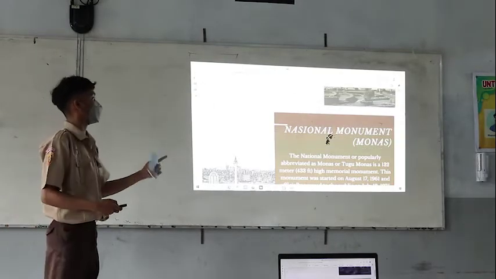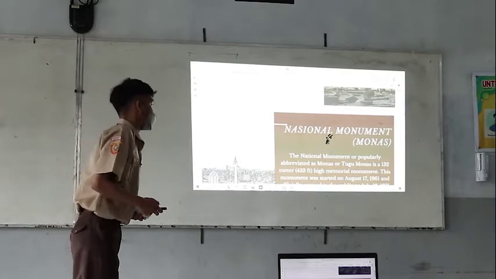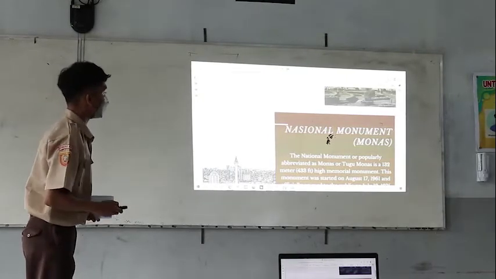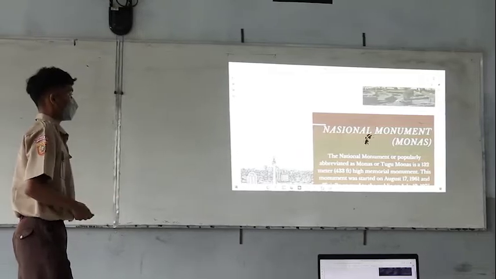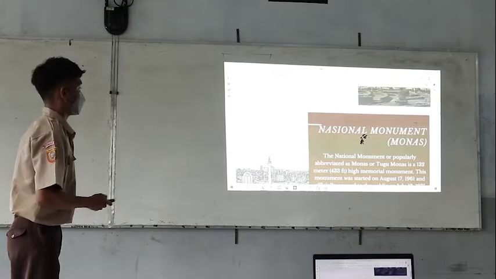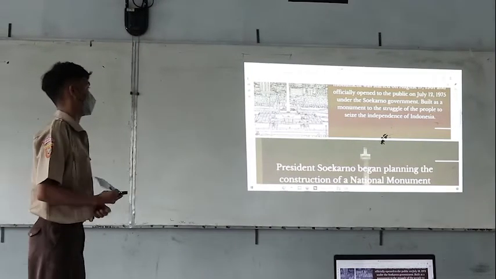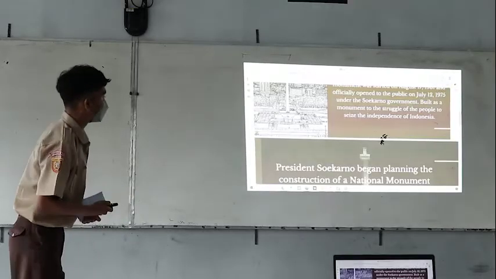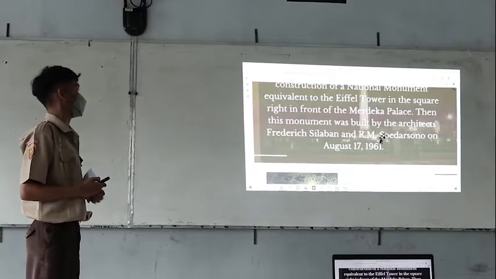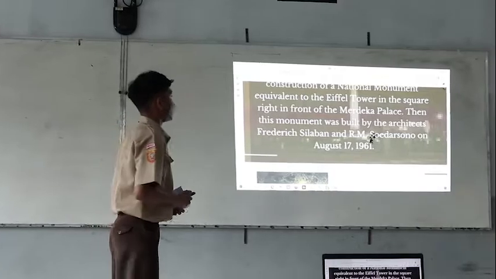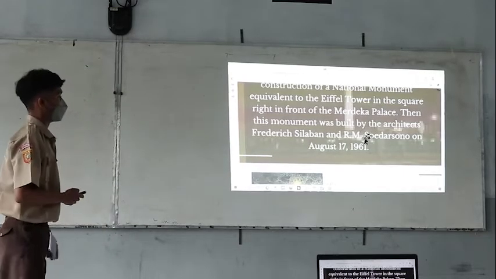The National Monument Monas, or Tugu Monas, is 132 meters, 433 feet, a memorial monument. This monument was started in August 1961 and officially opened to the public on July 12, 1975, under the Soekarno government. President Soekarno began planning the construction of a national monument equivalent to the Eiffel Tower, right in front of Merdeka Square. This monument was built by the architects Frederich Silaban and Rims Sudarsono on August 7, 1961.